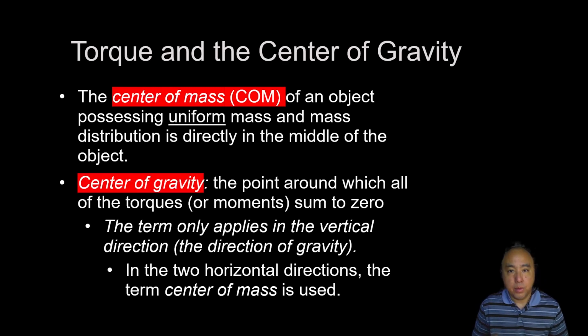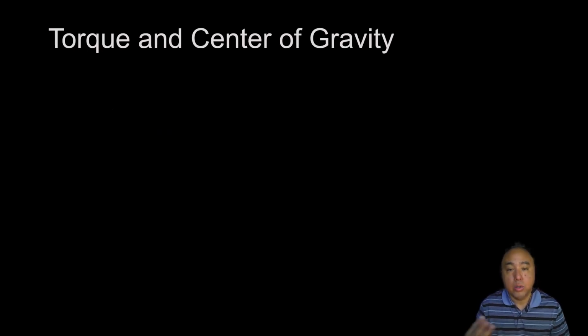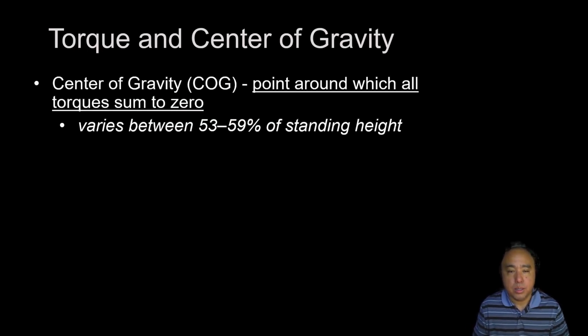And if we're talking about it in the vertical direction, where we're looking at gravity and looking at weight, we're talking about the object's center of gravity, which is the location at which all the torques will sum to zero. That means the torques produced by the individual segments' weights.